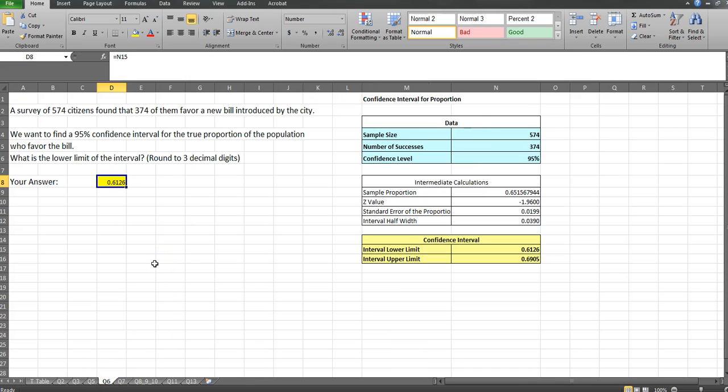The next item, question 6, again, very easy using the template. It's just asking what the lower limit and upper limit are. This is the confidence interval calculator here for proportion.